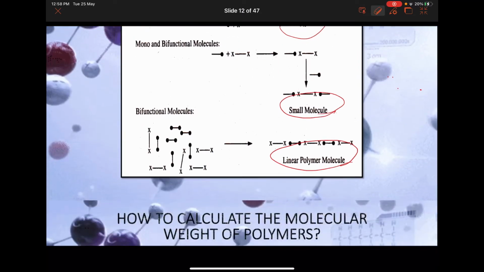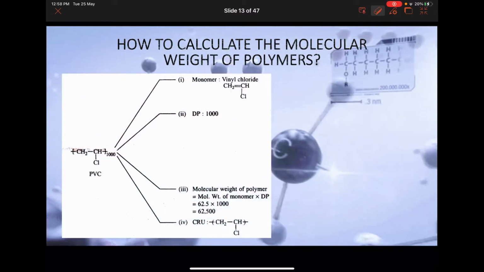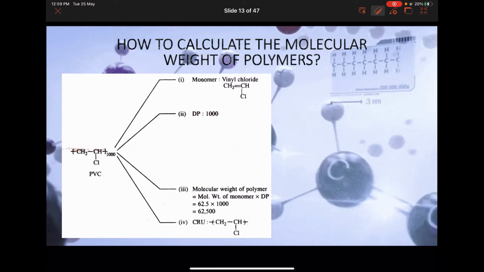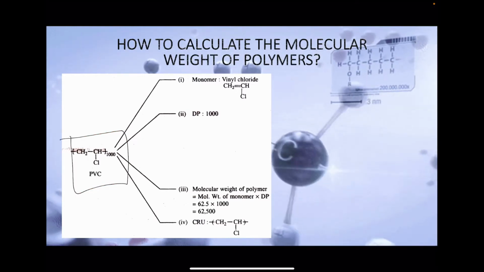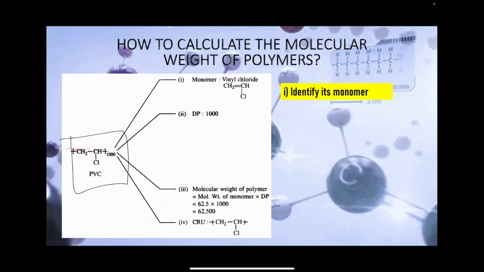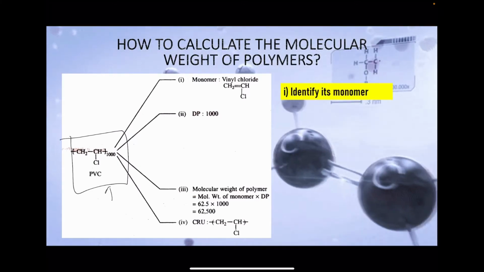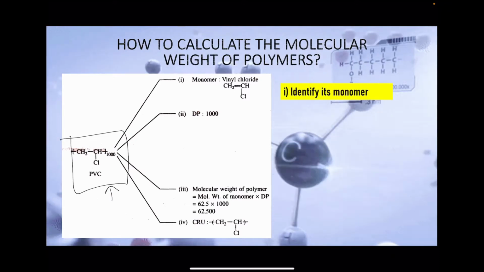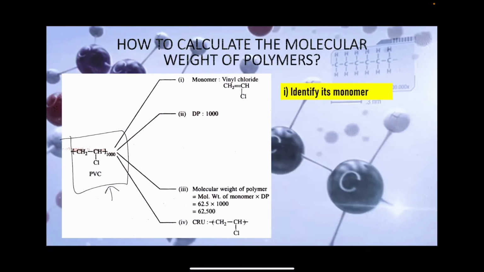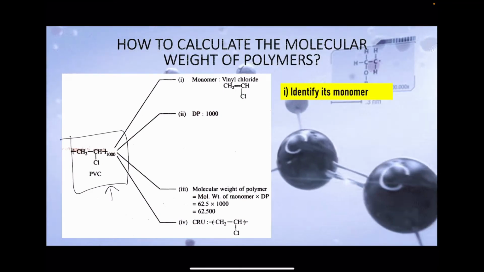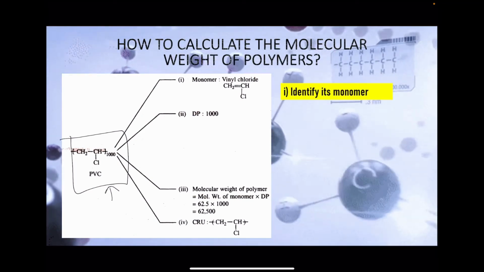Next, students should understand how to calculate the molecular weight of polymers. Let's say students are given the structure of polymer PVC, and this is the molecular structure of PVC, CH2, CH2Cl. The first step is that students must identify its monomer. Based on the molecular structure of PVC, we can identify that the monomer of PVC is vinyl chloride, CH2CHCl, which means that monomers of vinyl chloride will react with each other to form polymer PVC.